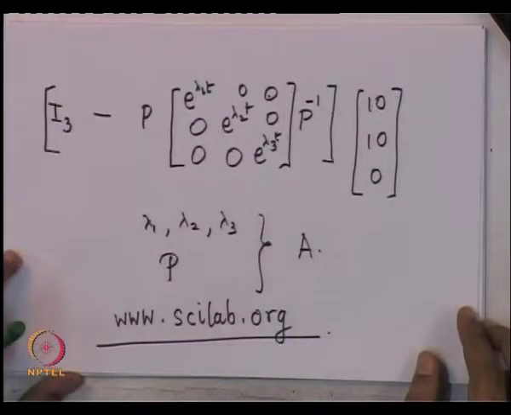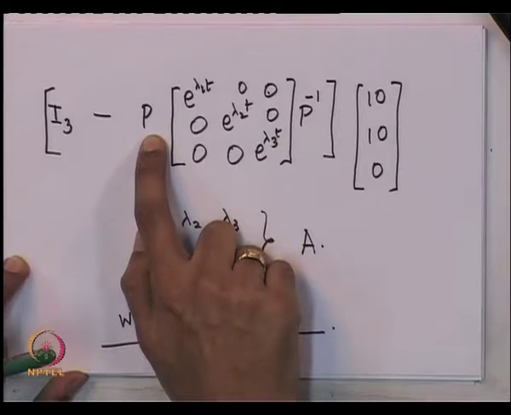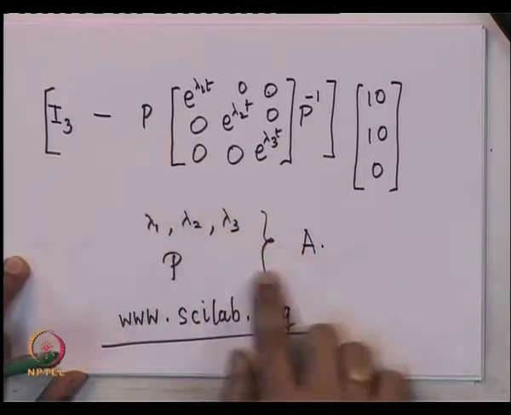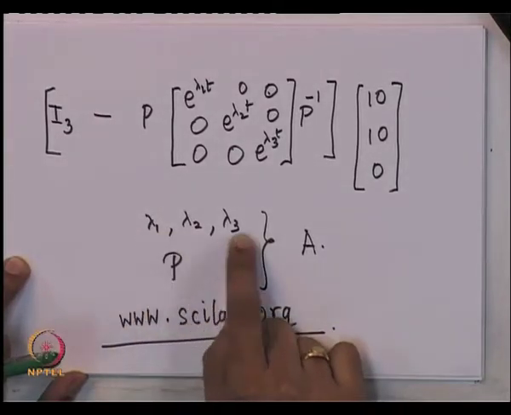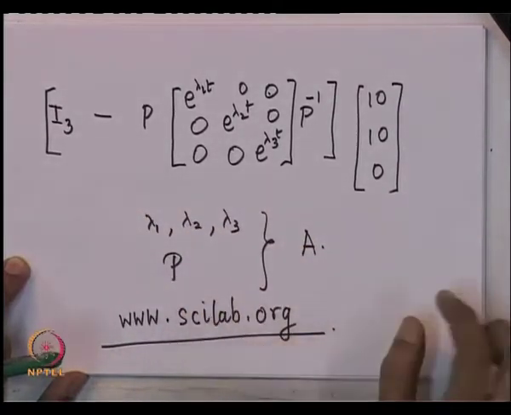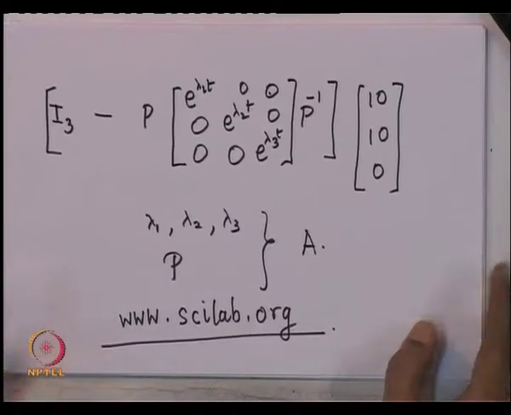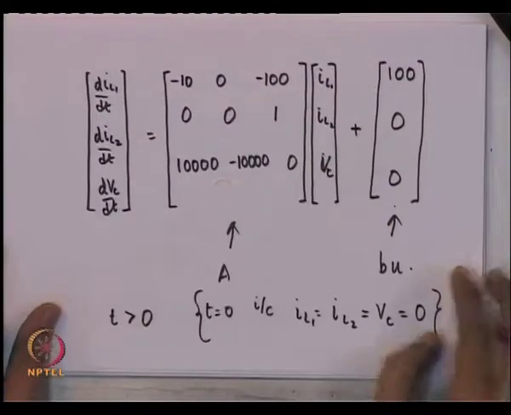Eventually, the response of IL1, IL2 and Vc turns out to be this, which, when evaluated, effectively required us to evaluate this, where P is the eigenvector matrix, and it required us to get lambda 1, lambda 2 and lambda 3 and the eigenvector matrix. Now, this was obtained using Scilab. You can also use MATLAB for getting the eigenvalues of the matrix A. Now, if you recall what A is, this.